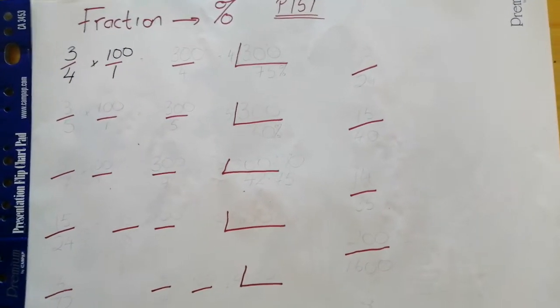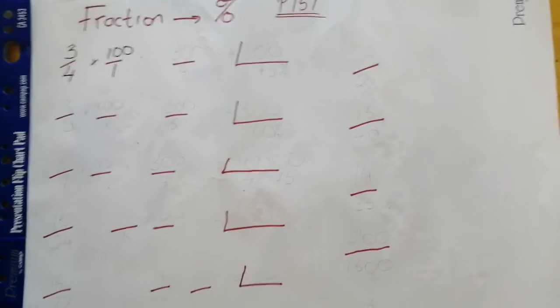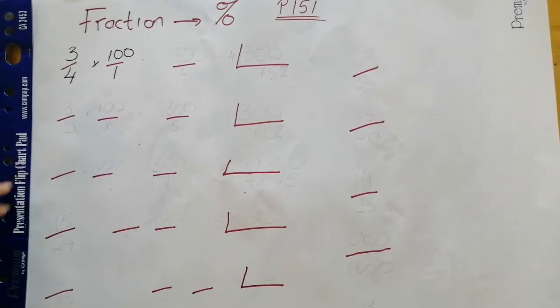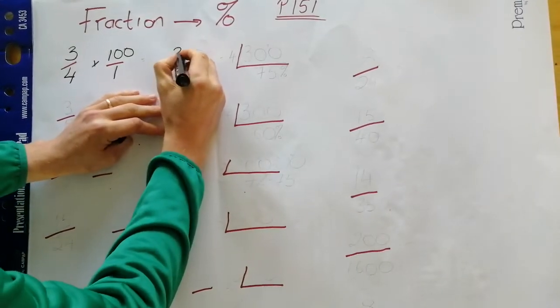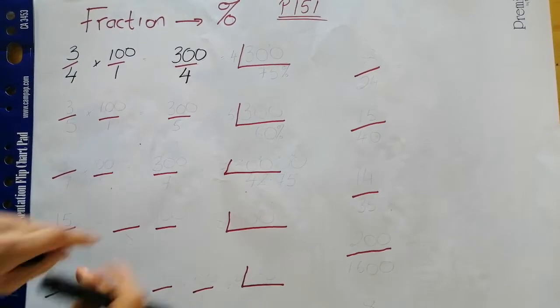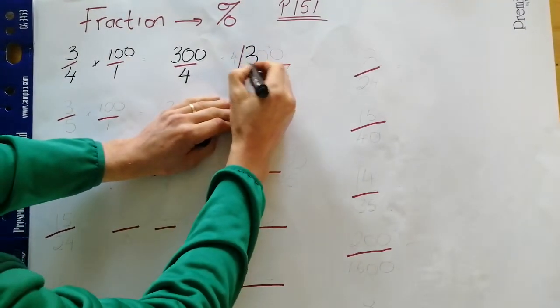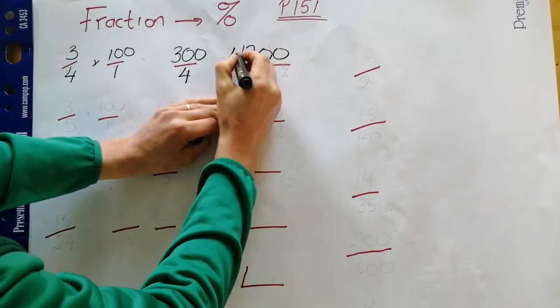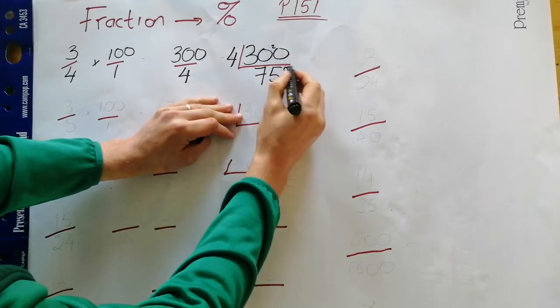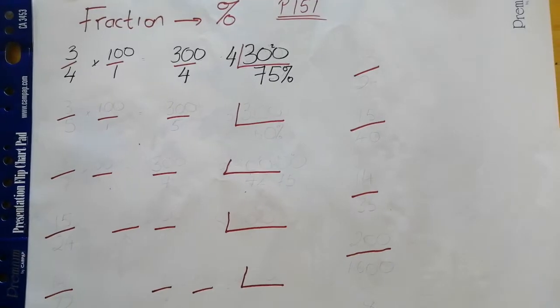Now of course, most of you all know that 3/4 is 75%, but just in case you don't, so top by top, bottom by bottom, that gives us 300 over 4, and then we divide 300 by 4, and that goes in 75 times, 75%. But like I said, most of you already know this in your head.